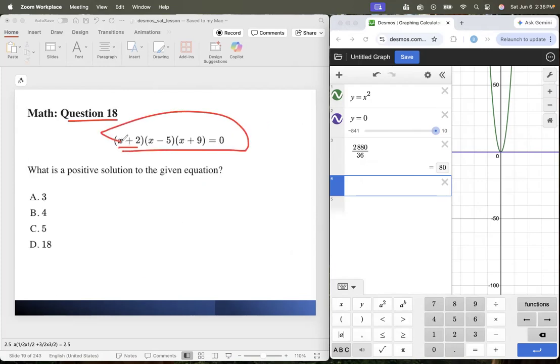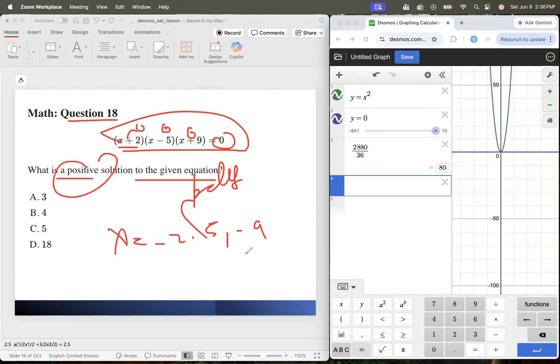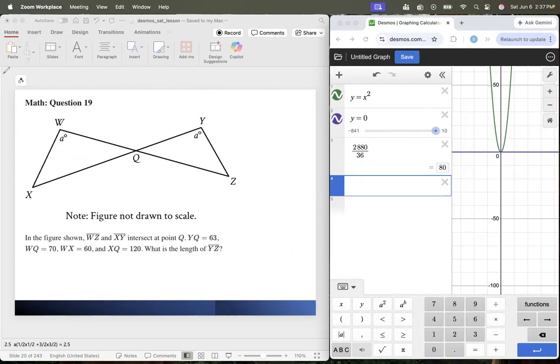This function is equal to 0. What is the positive solution for the given equation? Well, somebody will try and put this in Desmos, but look, it's straightforward. If this equation is equal to 0, use the zero product rule. That means this is equal to 0, this is equal to 0, this is equal to 0. Based on that, x is equal to -2, 5, and -9. It's asking you about the positive solution. Therefore, 5 is your right answer.